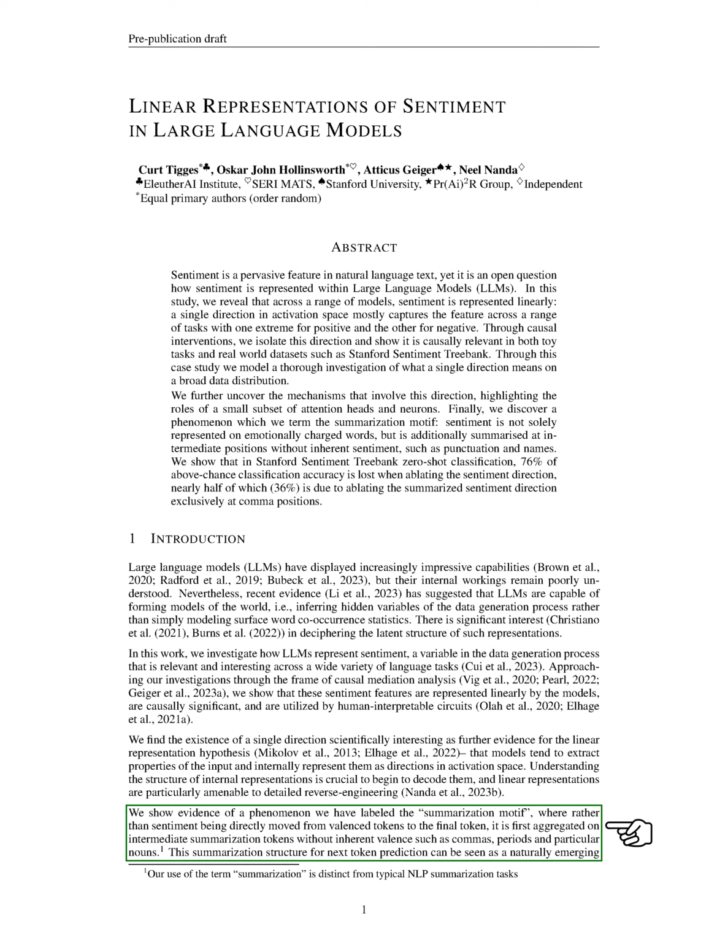We've discovered something we're calling the summarization motif. This is where sentiment isn't directly transferred from valence tokens to the final token. Instead, it's first aggregated on intermediate summarization tokens without inherent valence, like commas, periods, and certain nouns. This summarization structure for next token prediction is similar to the explicit classification token in BERT-like models.